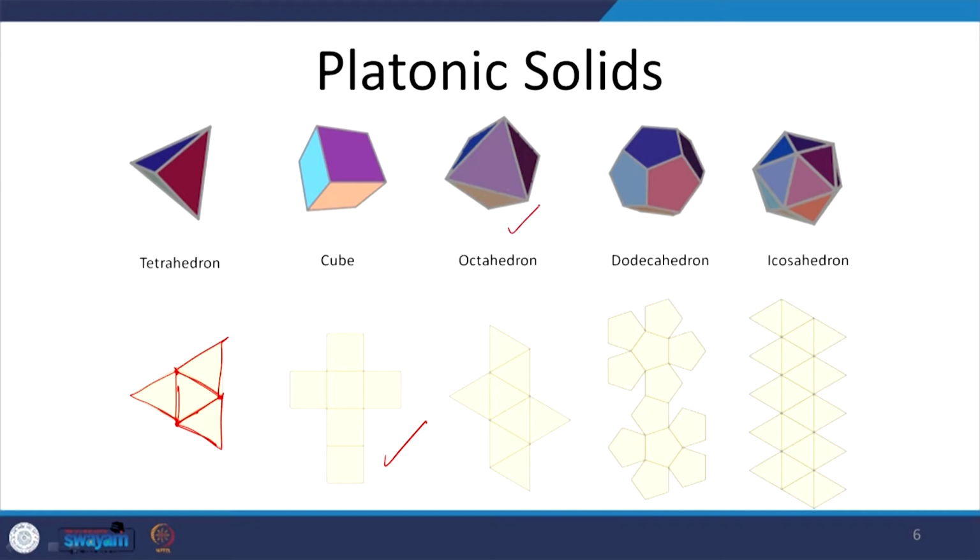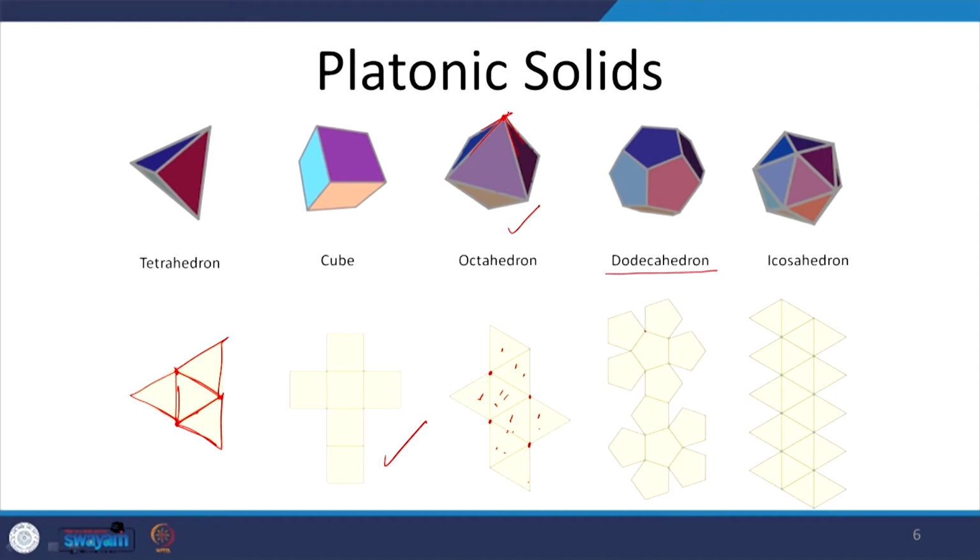For the octahedron, we know that at each point we basically have 4 triangles coming. At this point I have these 4, at this point I have these 4, at this point I have these 4, at this point I have these 4. When I fold it together, if this one goes to the back, we will have 4 of these triangles meeting at each point, and that is what an octahedron would be. So these Platonic solids are very simple to draw, unlike Archimedean solids. When we come to Archimedean solids, then we will see.